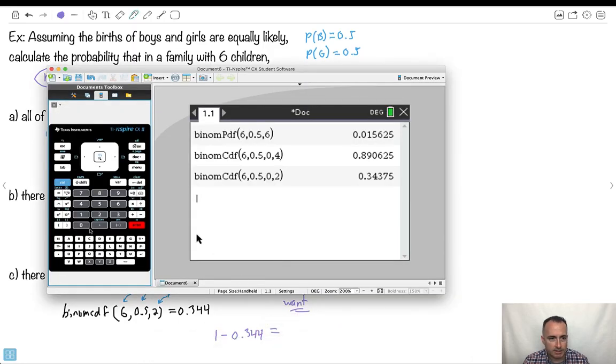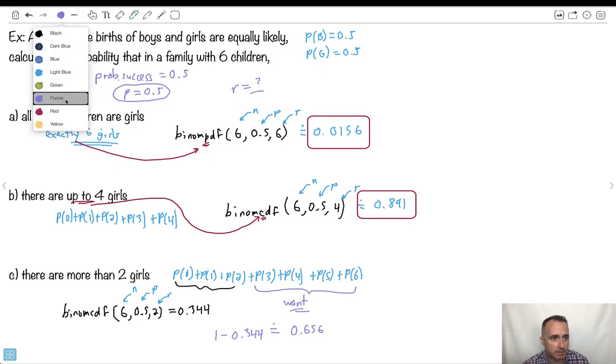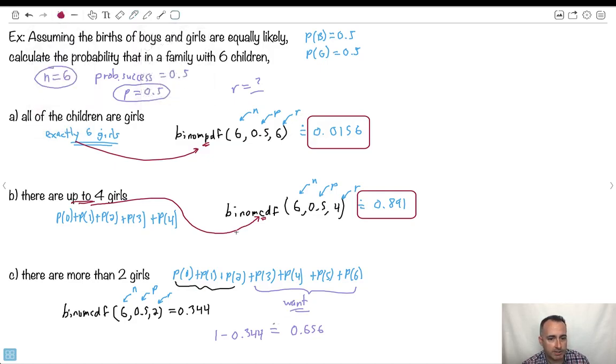So that was one way to do it. So I can say, give me 1 minus the answer. And I got 0.656. This will be approximate, of course. And that right there will be my answer. I'm done. So that was one way to do it. If you use a TI-84 or some of the other ones, that's usually the way to do it. You have to do like 1 minus this piece here, and that gets you that.